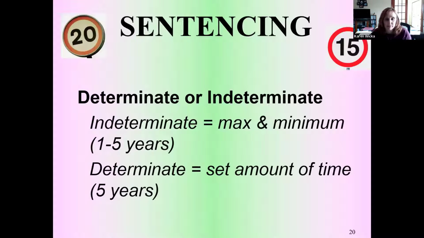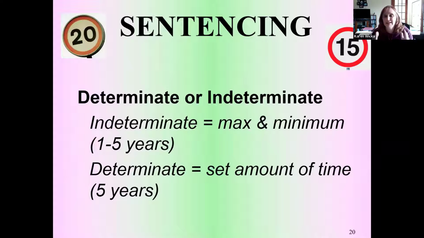Okay, so this is the part I really want to go over. Now, depending on what the class of crime is will determine if it's a determinate or indeterminate sentence. If it is a misdemeanor or violation, it's always going to be a determinate sentence, which is only going to be one number, because you get a set number of how long you're going to spend. If it is a felony, it's an indeterminate sentence. That means there's a range. So you need a maximum and you need a minimum.